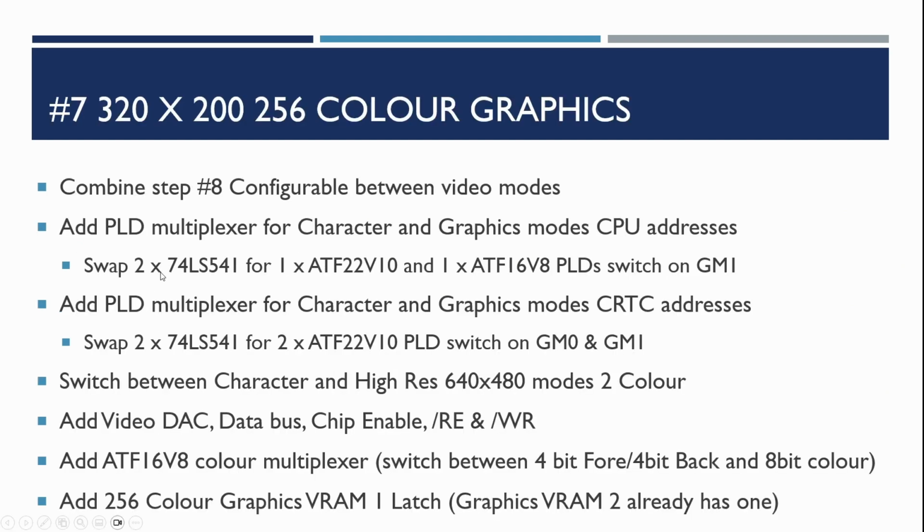So in the last video, in part 1, I covered the overall design of the 320 by 200 color graphics. In order to do this, we need to use some programmable logic devices to provide a multiplexer for the various character modes for both accessing the CPU address and the CRTC address. What I'm going to cover here is how we're going to be swapping out some of the existing buffer chips for the various Atmel programmable logic devices.